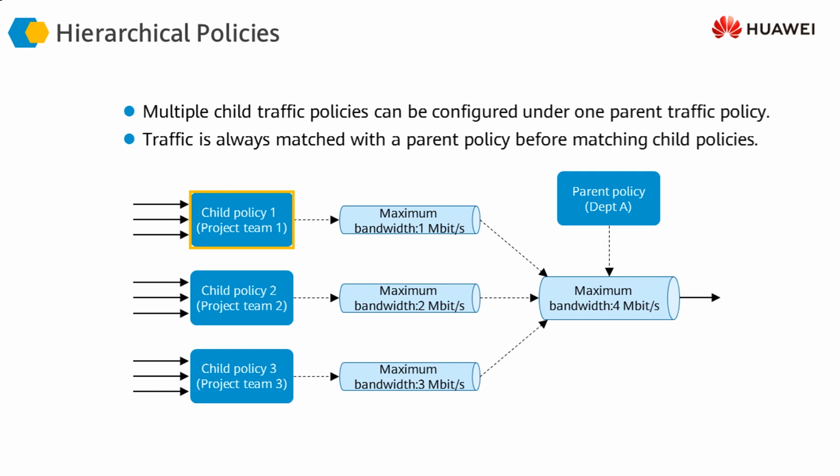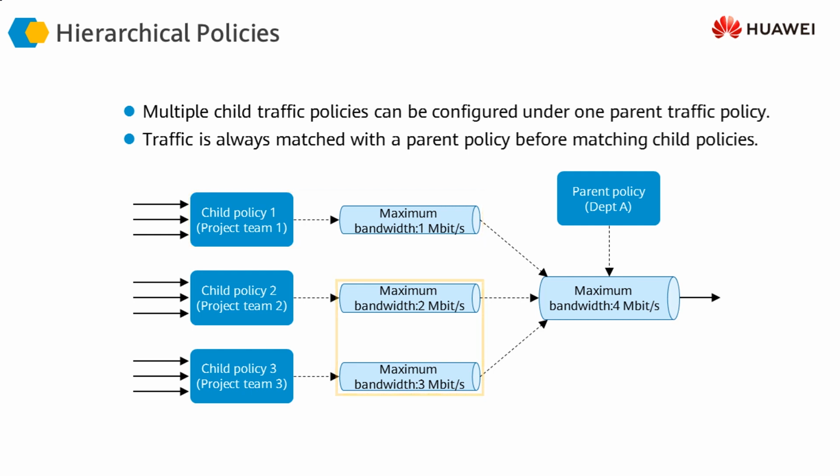That is child policy 1, child policy 2 and child policy 3, and in each of these child policies, by using the traffic profiles, we limit the bandwidth of each of these project teams to 1 megabit, 2 megabits and 3 megabits respectively, which means that we have a parent policy which is limiting the overall bandwidth at 4 megabits, and then we have child policies which are limiting the individual project teams' bandwidth to 1 megabit, 2 megabits and 3 megabits.